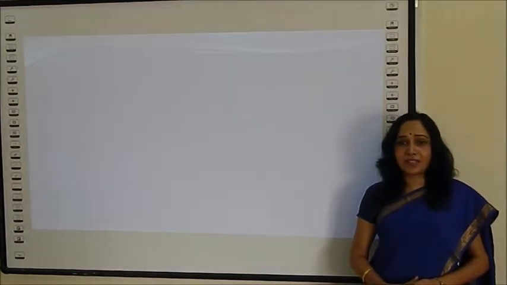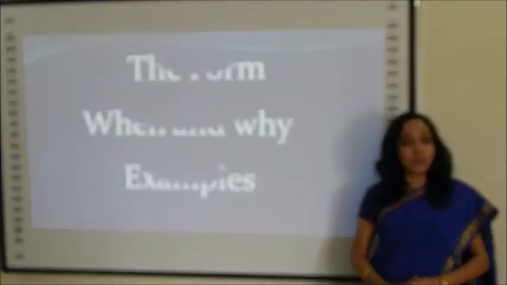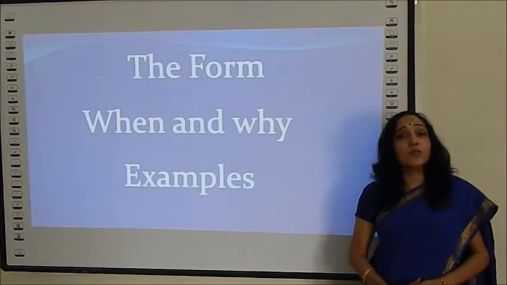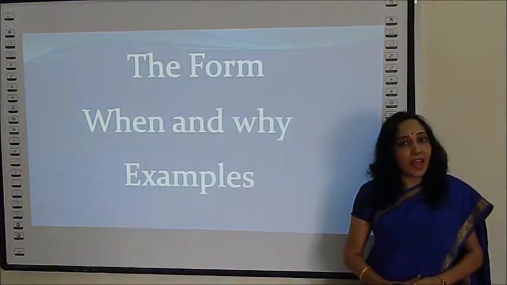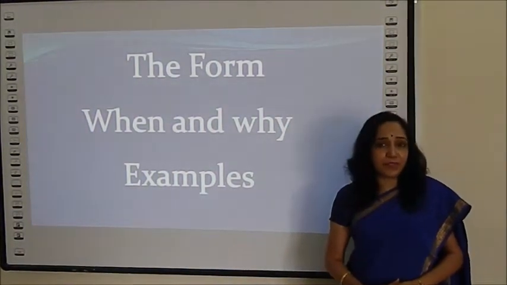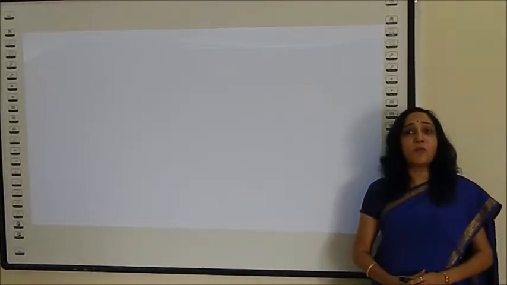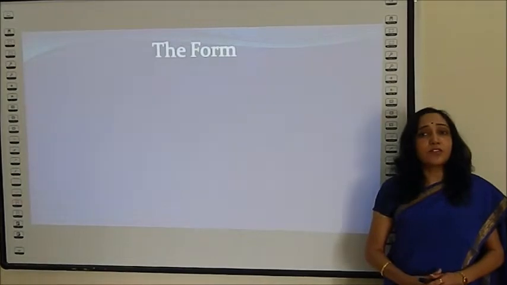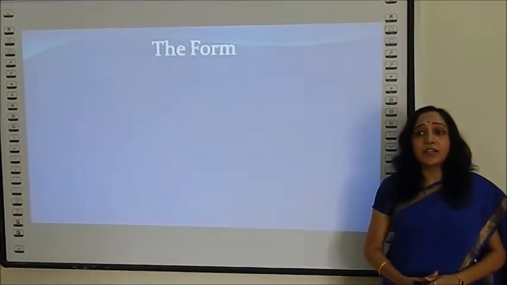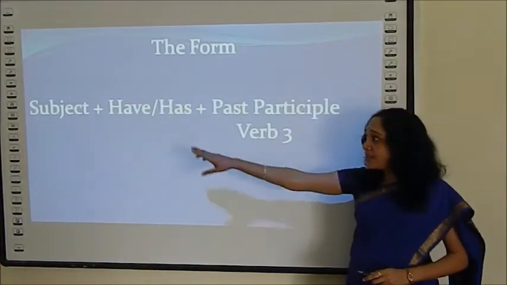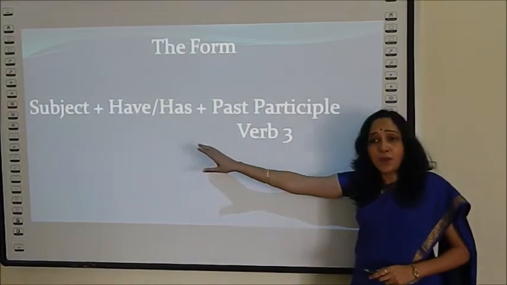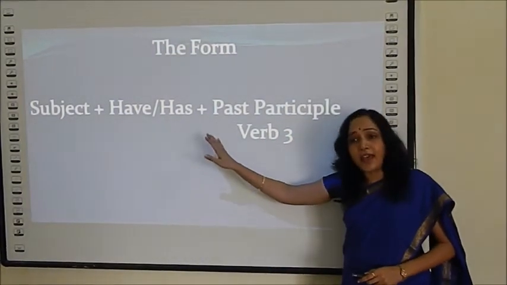In this class, we'll look at the form of the present perfect, when and why we use the present perfect, and we'll look at some examples. Let us look at the form of the present perfect. To form the present perfect, we use a subject plus helper verb have or has.